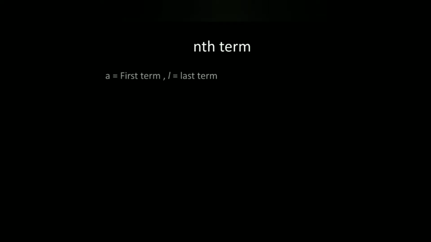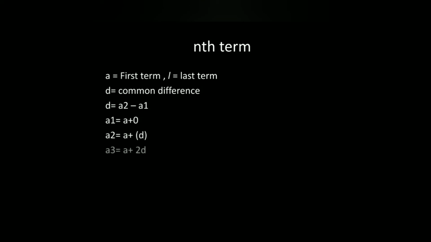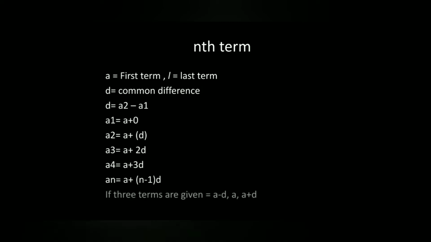Now we will see how to find the nth term of the given arithmetic progression. Okay, n can be any natural number. So first of all, we will see that in an AP, the first term is denoted by a. First term is denoted by a. Last term is denoted by the letter L. Okay, similarly common difference is denoted by the letter d.